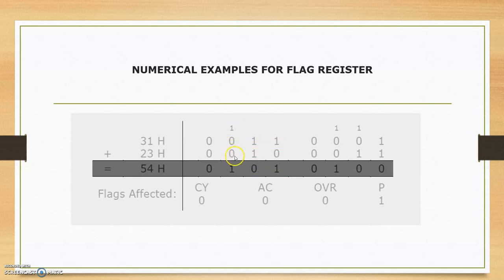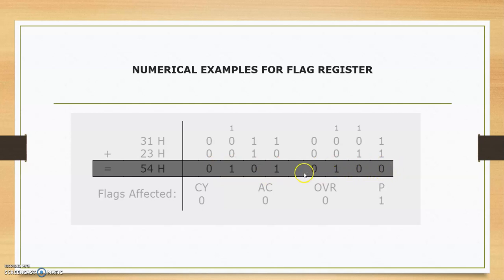0 plus 0, 1 plus 1, you get 1. 0 plus 0, you get 0. So this is the result that you get after the addition. This is the result that will be in the A register after the ALU operation.